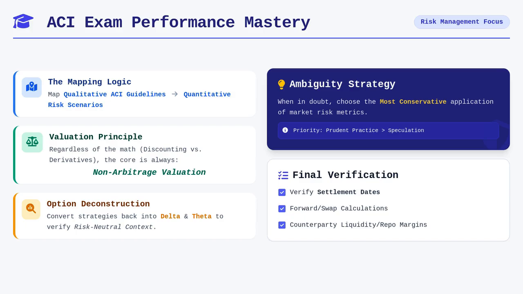If a question feels ambiguous, look for the most conservative application of market risk metrics, as the ACI certification prioritizes prudent practice over aggressive speculation. Your internal checklist should explicitly confirm that you have double-checked the settlement dates on all forward or swap calculations before committing to a final answer choice.